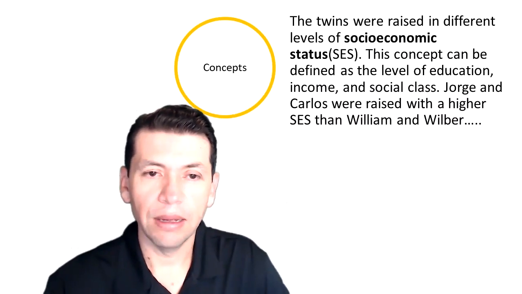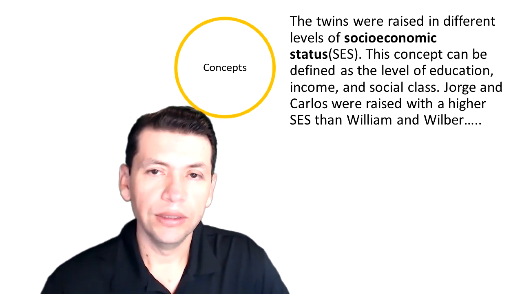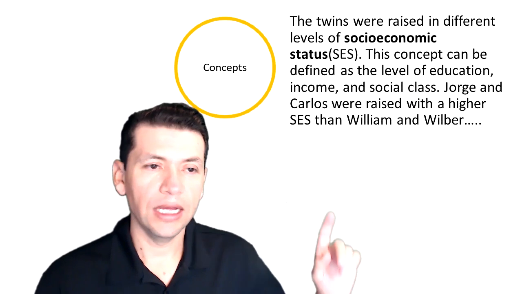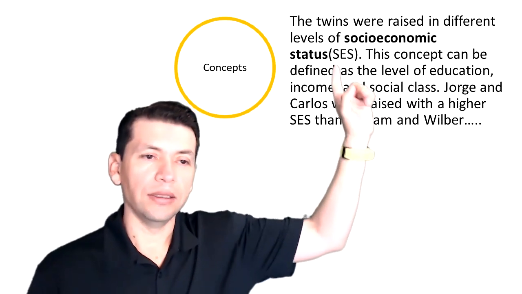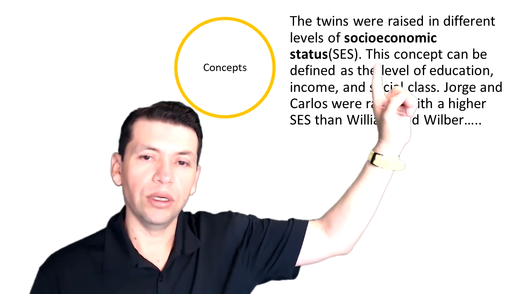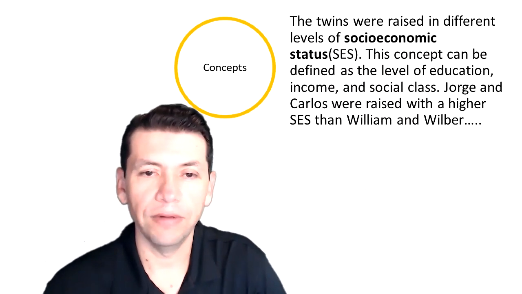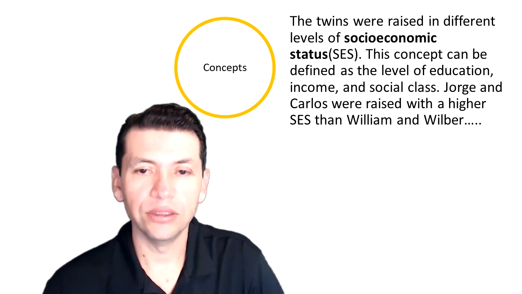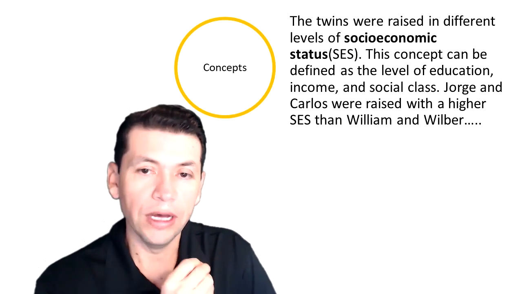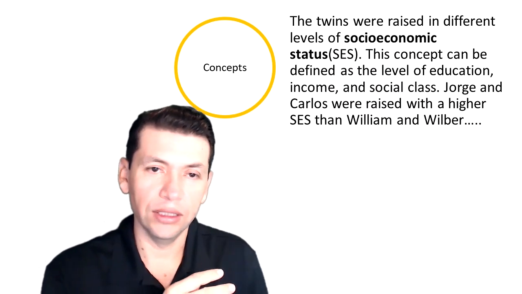So for example, a student wrote, in relation to the first podcast, the twins were raised in a different level of socioeconomic status. Now, notice that this particular definition here, the student didn't just drop SES, but she went on to define exactly what SES is, including the three components of SES, which include education, income, and social class. And then the student goes on to apply the concept without assuming that the concept is just something that you can just drop.